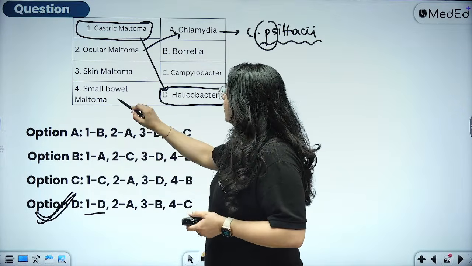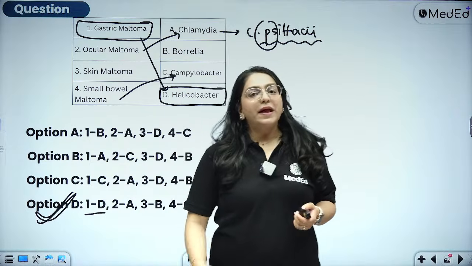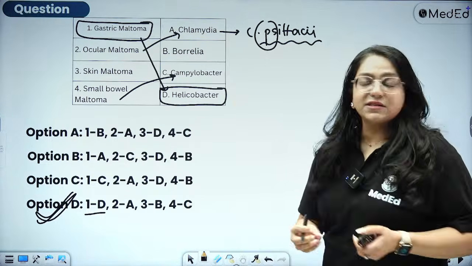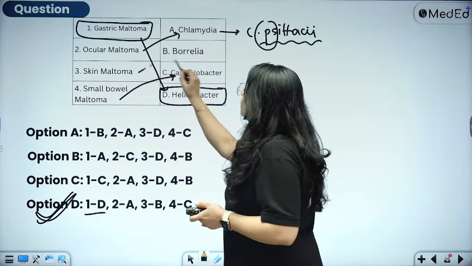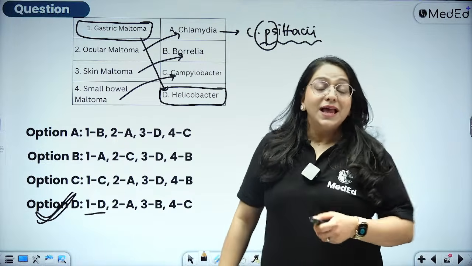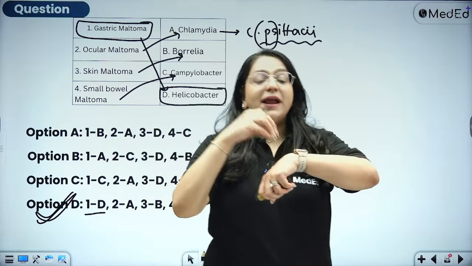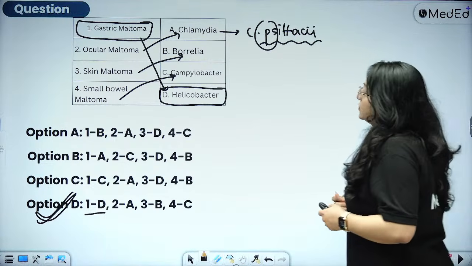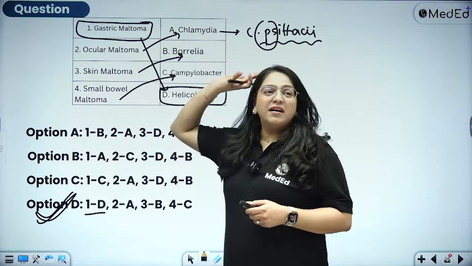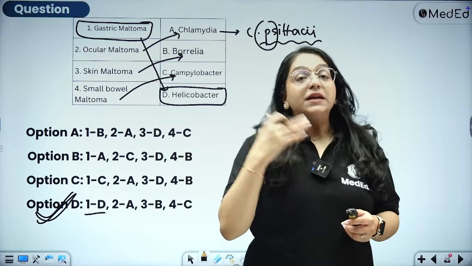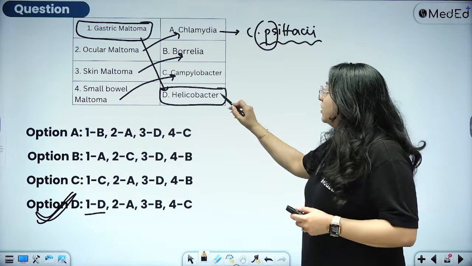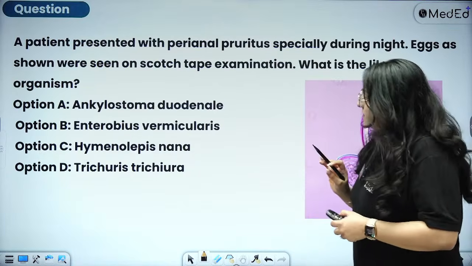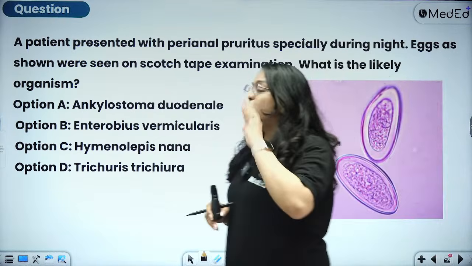Then small bowel is Campylobacter. We know Campylobacter leads to gastroenteritis and food poisoning, so it is going to affect your intestines or the small intestine. Skin maltoma is Borrelia. Borrelia burgdorferi causes Lyme disease. So at the site of the bite of the tick or mite, you're going to get borreliosis. Okay, so very, very simple. Weird, strange question, but it becomes easy to solve because the only knowledge I needed to have was that Helicobacter is associated with gastric cancers.